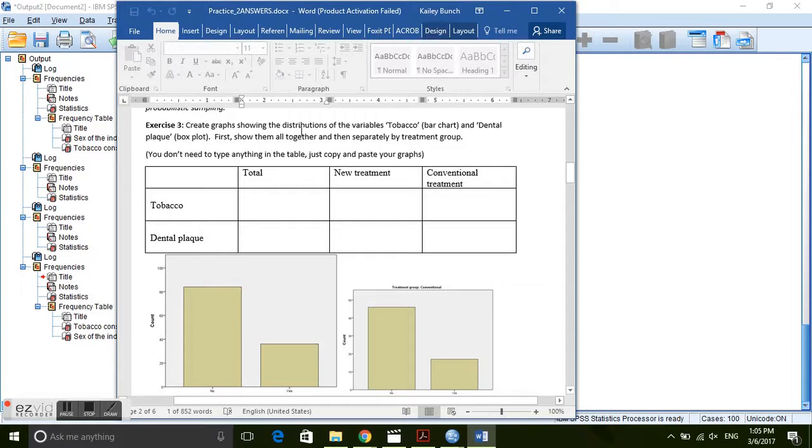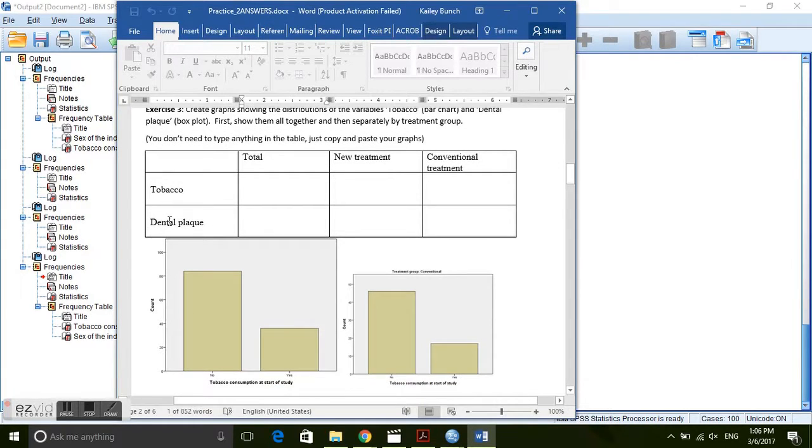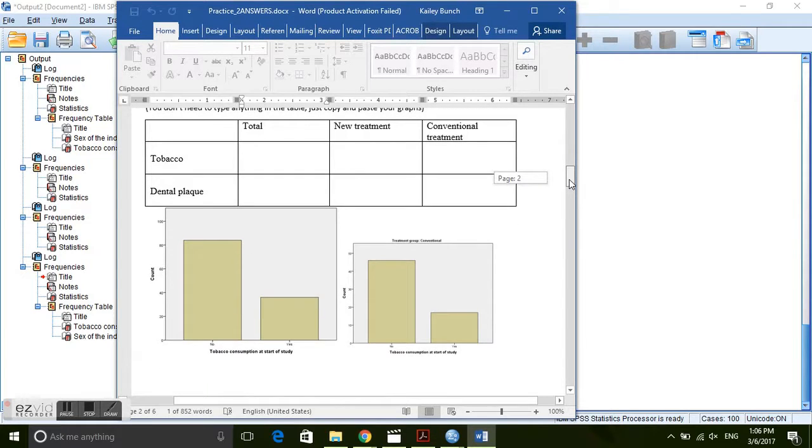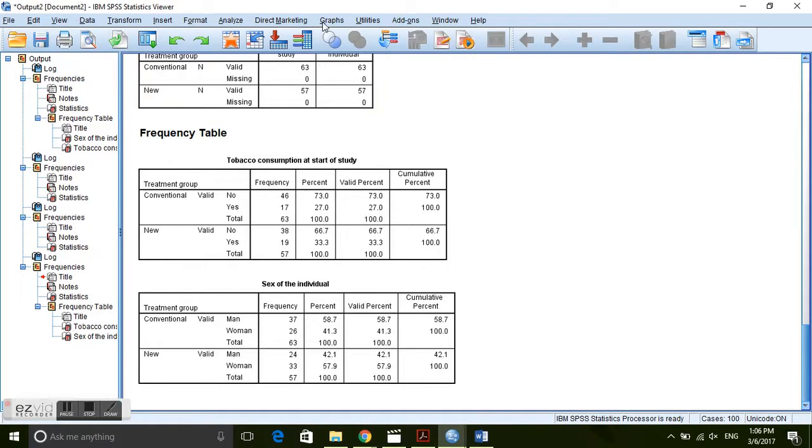Okay, the next one is to create graphs. So we want to do them for the variables tobacco and dental plaque. Tobacco is a categorical variable, so we should use bar charts, and dental plaque is a quantitative variable, so we should use a box plot. To do that, let's do tobacco.